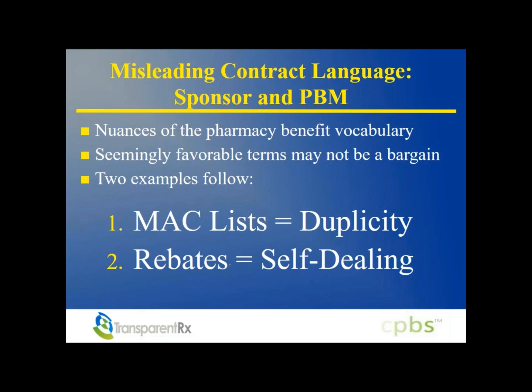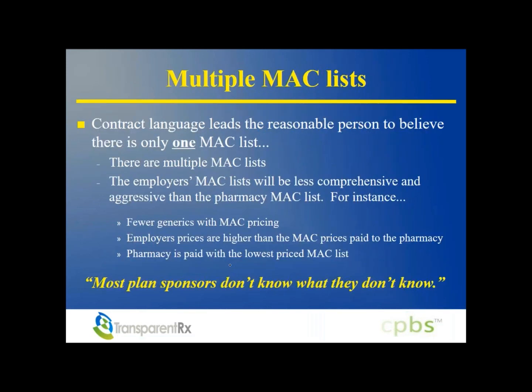I'm going to talk about just two examples, MAC list and rebates. Contract language gives the reasonable person the impression there's only one MAC list. There oftentimes are more than one MAC list. PBMs can employ different MAC lists among clients, and different MAC lists between the client and the pharmacy. The employer's MAC list will be less comprehensive and less aggressive than the pharmacy MAC list, which does what? Creates spreads.